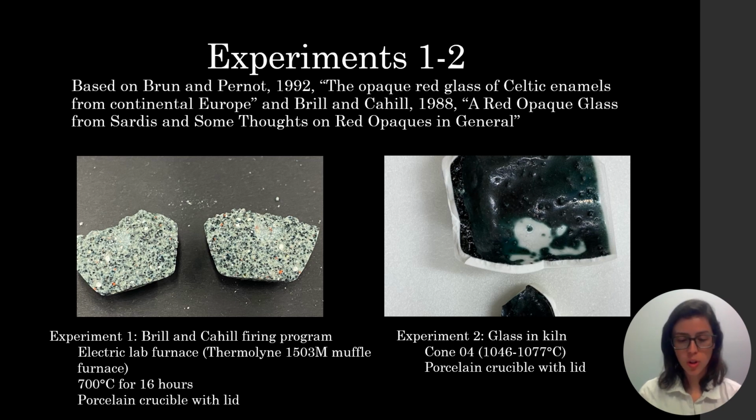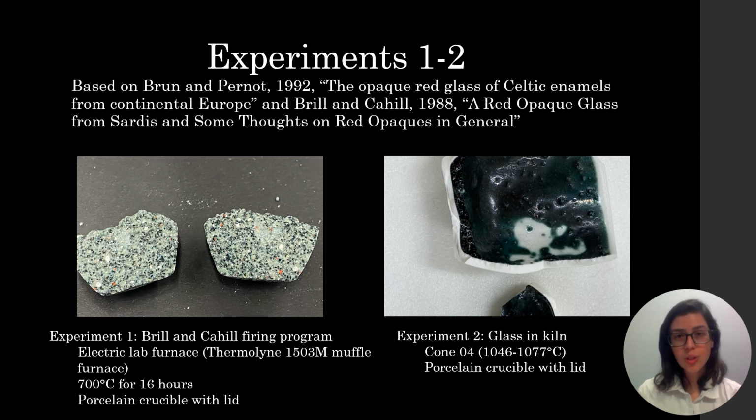In the first experiment, we used a Thermoline 1503M muffle furnace, an electric furnace type, to heat the glass at 700 degrees Celsius for 16 to 24 hours. Although directions were followed for the furnace to shut off after 16 hours, it did not, and so the mixture stayed at 700 degrees for 24 hours instead. We used a porcelain crucible covered with a lid in hopes that this would create a reduced environment and cause the mixture to turn red. This firing program did not produce glass, but it did create a fused product with red and white inclusions and some black or blue vitrification in a few places as seen under the microscope.